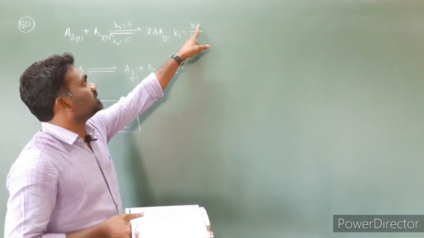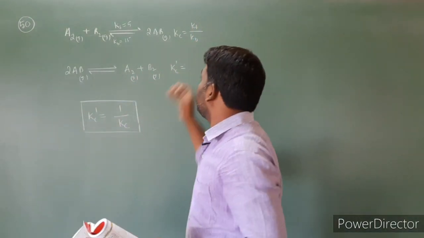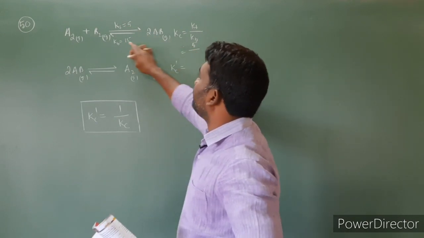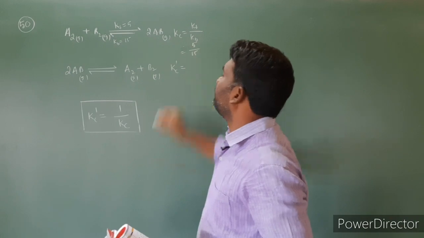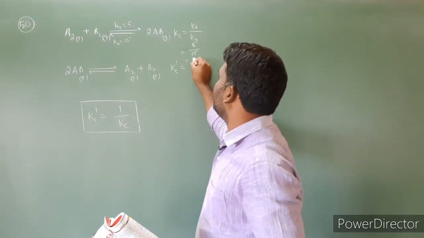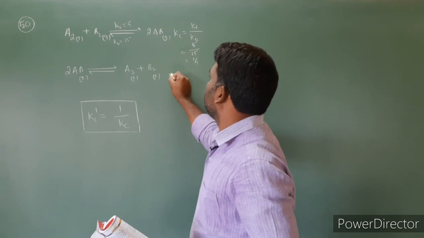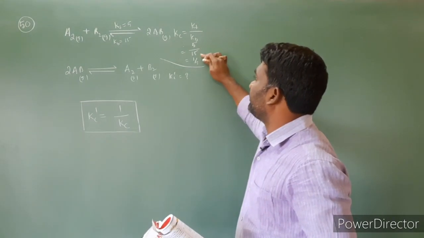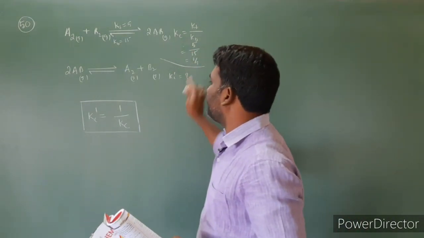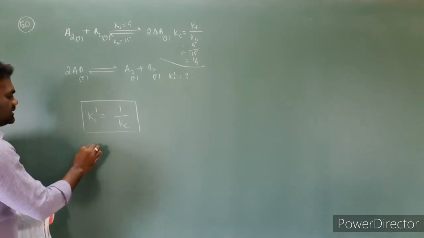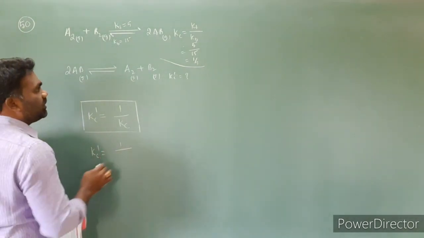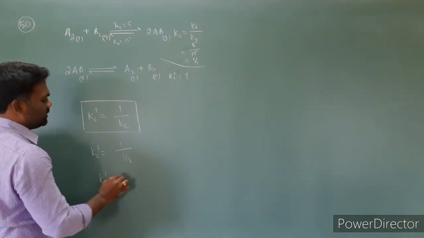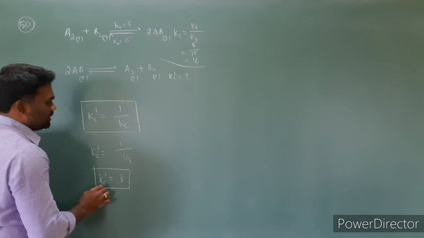The Kc value: the rate constant of the forward reaction is given as 5, and the rate constant of the backward reaction is given as 15. So 5 by 15, that is equal to 1 by 3. Substituting the Kc value we got into the given equation, Kc dash is equal to 1 by 1 by 3. Then Kc dash is equal to 3.